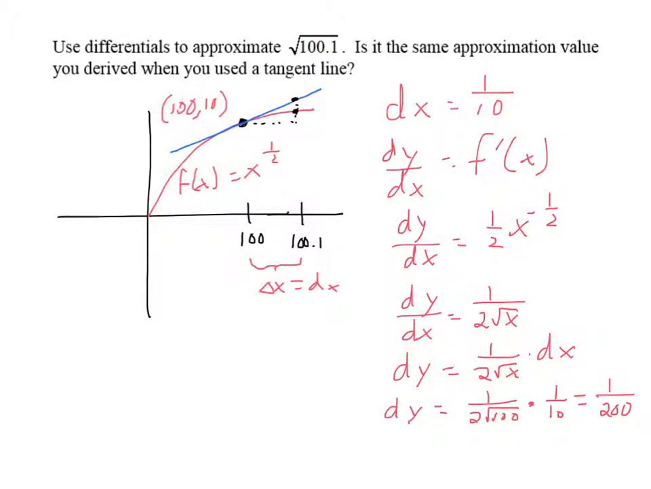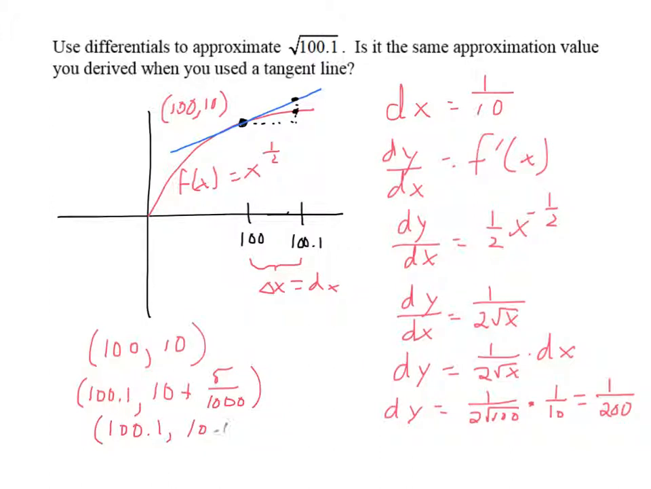So what that means, of course, is that if we're at the point (100, 10) and we increased our x to 100.1, then this is telling us we need our y value to go up by dy. So it's going to go up by 1 over 200, or 5 over 1,000. That would give us the point (100.1, 10.005), which I think was the estimate we had when we used the tangent line approximation.